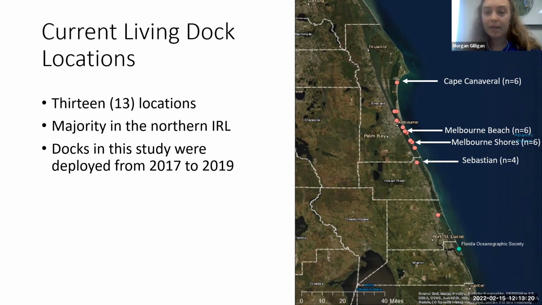And those are Cape Canaveral, our northernmost dock, followed by Melbourne Beach, Melbourne Shores, and Sebastian, our southernmost location. At all the docks I was able to analyze 6 mats, excluding Sebastian, where I analyzed 4 mats. And all of these docks were deployed between the years of 2017 and 2019.